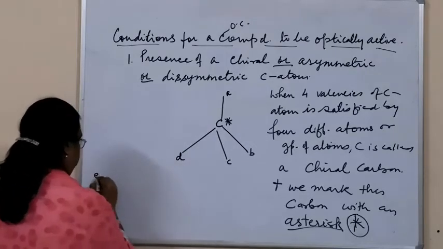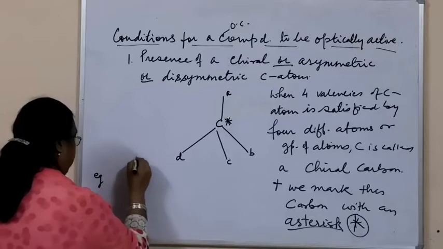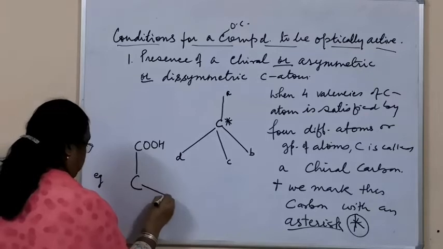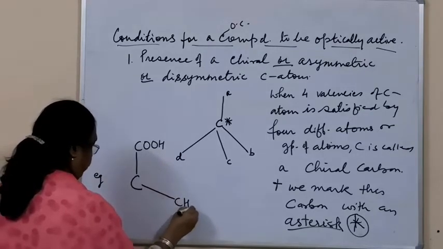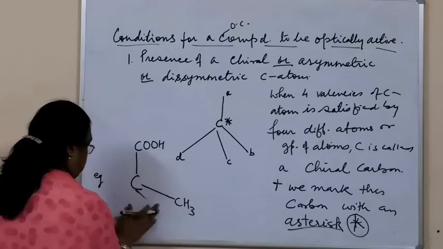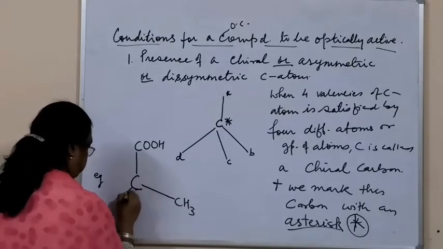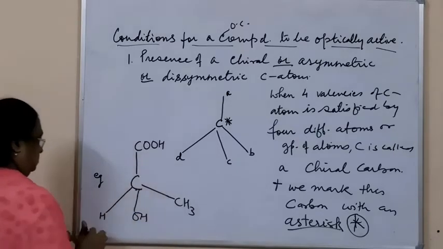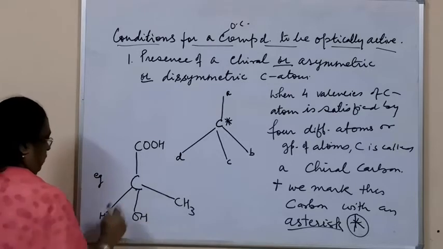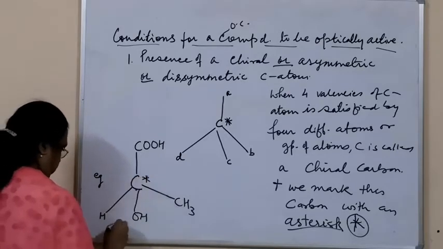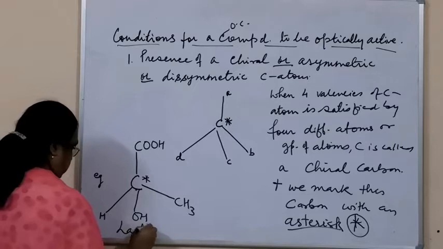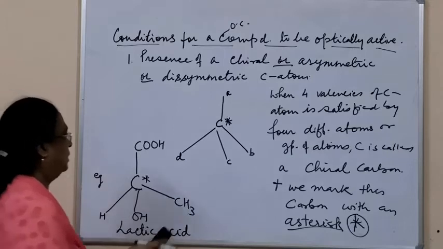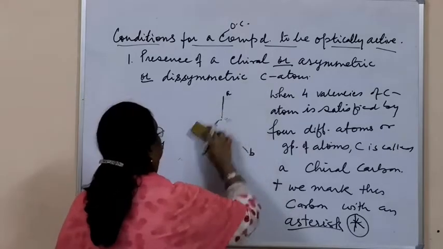See one example of this. Here is a carbon with a functional group COOH, another functional group CH3, another functional group OH, and H. Atoms and groups of atoms. So this carbon is a chiral carbon. This is your lactic acid.